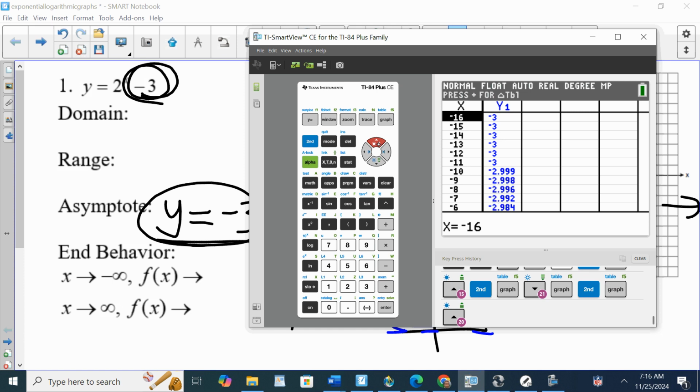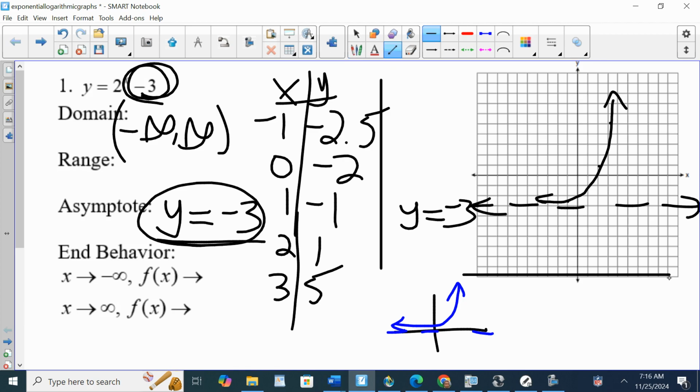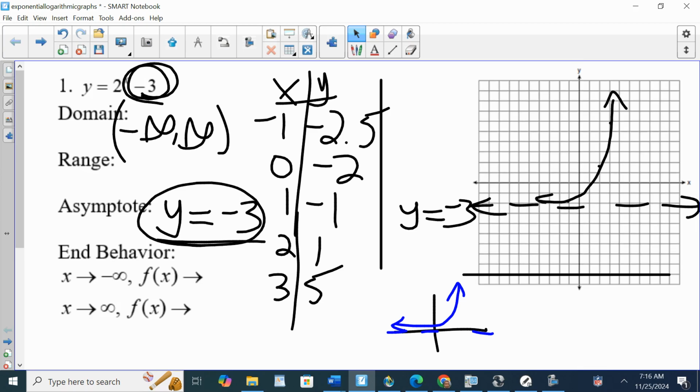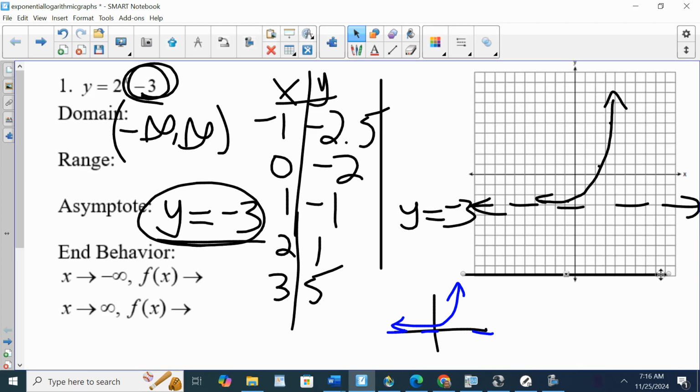That's your asymptote. Domain and range. For any exponential graph, the domain is always going to be, is there graph out here or an arrow pointing out here? Yes, negative infinity to positive infinity. The range, is there graph down here? No. Again, it's getting closer and closer, but never touching that negative 3 value, so nothing.